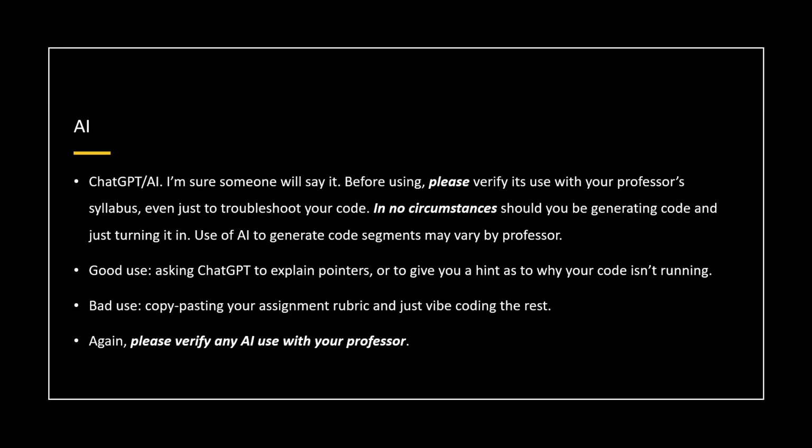Bad use: please do not copy paste your assignment rubric into ChatGPT. And please do not just vibe code the rest and say, well, I'm just going to change a variable name here. I know that AI checkers aren't always super accurate, but it is still kind of easy to tell when code has just been written by AI. It follows certain naming patterns. If I plug in the same rubric to ChatGPT, it's going to show me your code, and that's not going to be good.